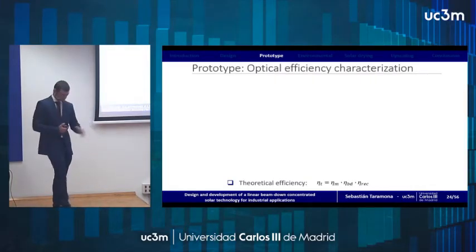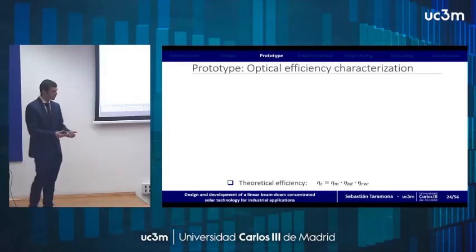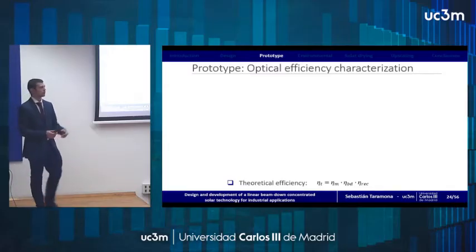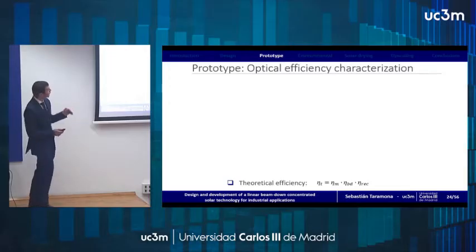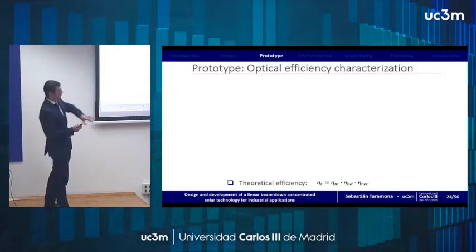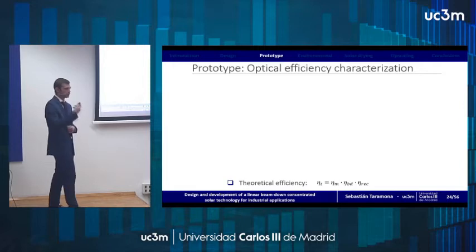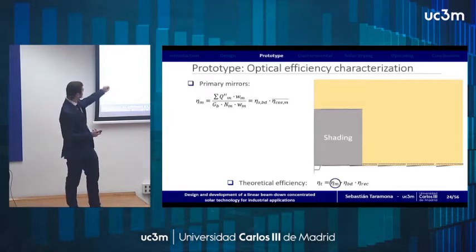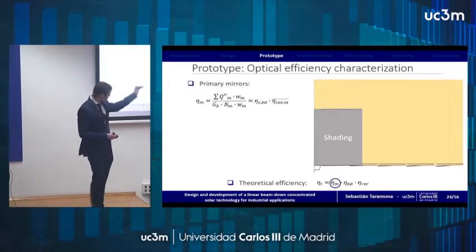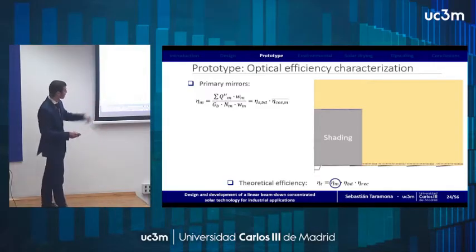So, once we have built this prototype, we want to characterize in further detail the behavior of each of the different components: the solar receiver, the beam down, and the primary mirrors. That's why we'll be analyzing the optical efficiency of each of the steps on their own. First, we'll be analyzing them using the simulation software, and then we'll be comparing them with the experimental results. So first, the primary mirrors, same as I previously said, depend on the shading casted by the beam down, as well as the cosine effect of the different mirrors.